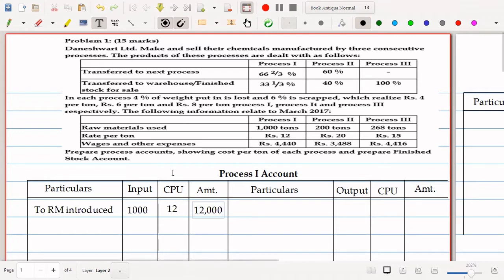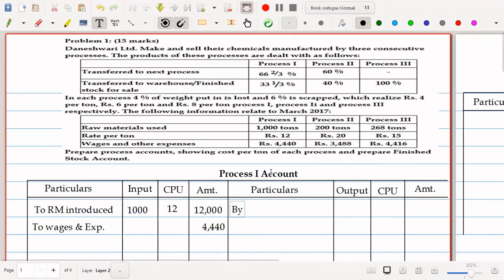And other expenses means wages and other expenses. It's given here, rupees 4,440. To wages and other expenses, rupees 4,440. Okay, this is given on the debit side, and let's see what's given on the credit side.